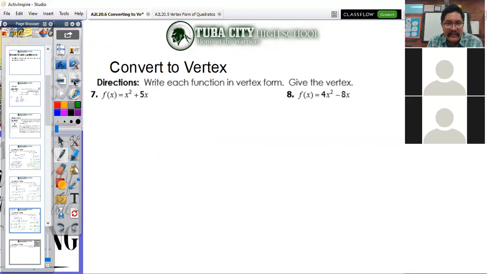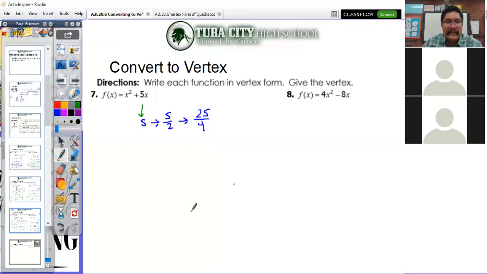Now, for number 7, it looks like we have no C value. So if there's no C value, that might actually make things a little bit easier. There's nothing in front of this X, so it's not going to make a difference. So we can immediately start with taking it, halving it, squaring it. So take it, half it, square it. So 25 over 4. And again, we could easily turn that into a decimal, 25 divided by 4 is 6.25. But we don't really need the decimal now because it might be easier to just leave it as a fraction. So again, B value, take it, half it, square it.